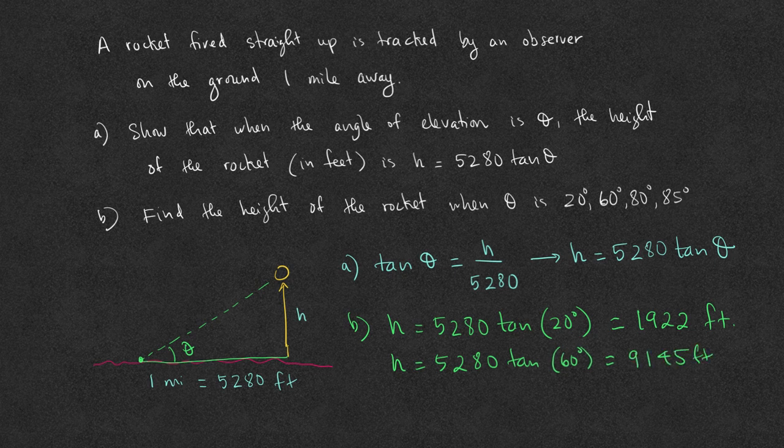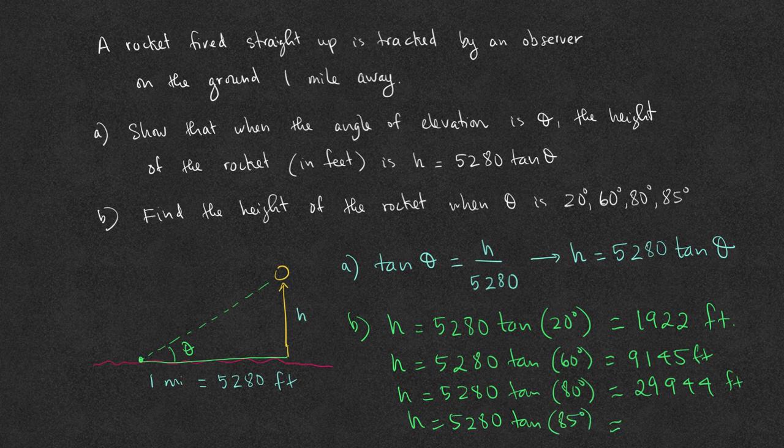9,145 feet. When theta is 80 degrees, the height is 5,280 tangent of 80 degrees, which is approximately 29,944 feet. And lastly, when theta equals 85 degrees, the height is approximately 60,351 feet. Make sure that our calculator is set in degrees mode.